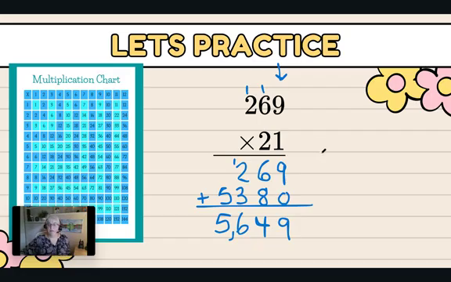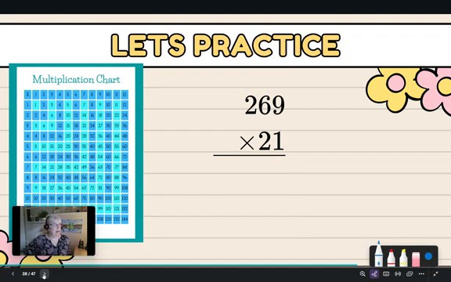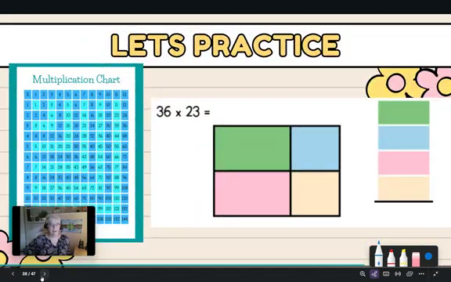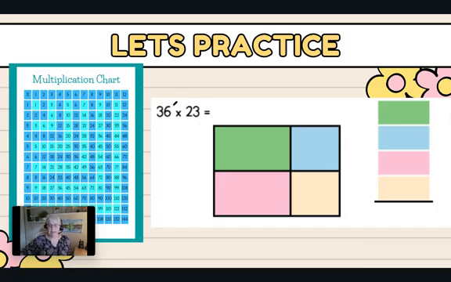This is what's called the standard algorithm that most learning coaches are going to be able to help you with. All right, let's try another one. Oh, I already went to the area model. I'm going to be showing more examples in each video. So this time I'm going to the area model, and I want to show 36 times 23.